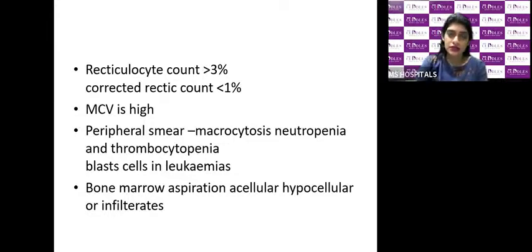Reticulocyte count of more than 3%. Corrected reticulocyte count of less than 1%. MCV is high. Peripheral smear shows macrocytosis, neutropenia, and thrombocytopenia. Blast cells in leukemias. Bone marrow aspiration shows acellular, hypocellular marrow, or infiltrates.